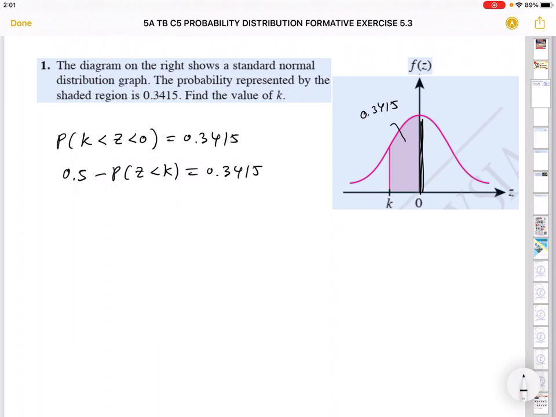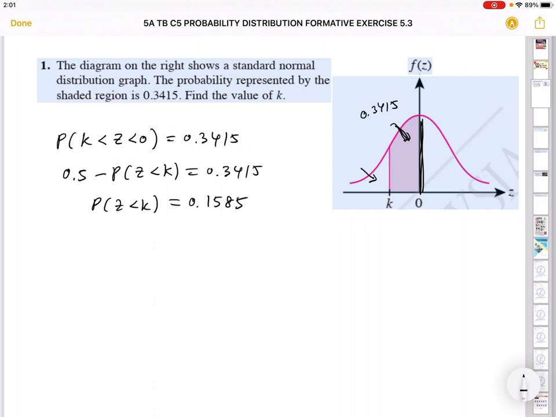Now the 0.3415 is this area in between here. So to find this area over here, the probability of z less than k, we take 0.5 minus 0.3415. That will give us 0.1585. Now, to find the z value given the probability, you have to use the mathematical table.